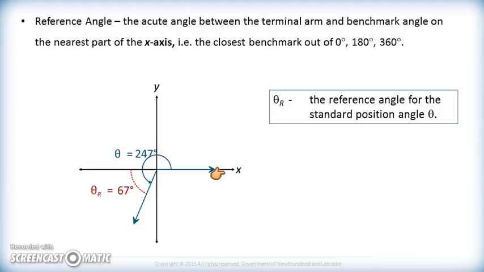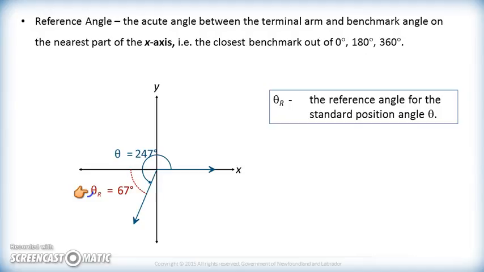Our reference angle for an angle of rotation from standard position is formed by the terminal arm and the benchmark angle on the closest part of the x-axis. So in this case, our closest benchmark angle would be the 180, which is on the negative part of the x-axis. We've rotated 67 degrees past that benchmark to get to the 247 degree angle. So our reference angle is 67 degrees in this case.